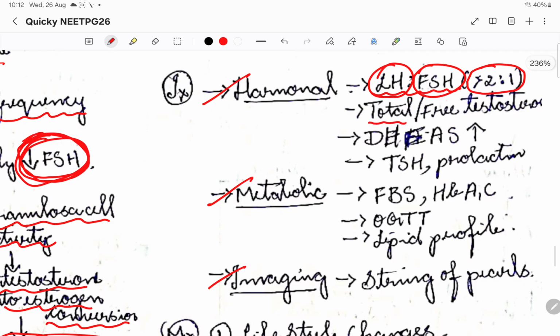Then the testosterone level, so total free testosterone will be high. Then coming to DHEAS, it will also be high. Then TSH and prolactin levels also should be ruled out. I told you, right, hypothyroidism can lead to PMOS. So that is why we'll have to rule out whether it is the hypothyroidism that is causing these symptoms.